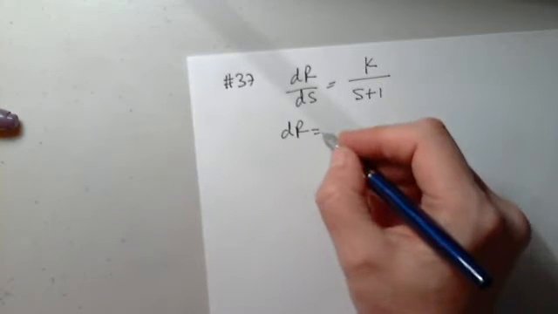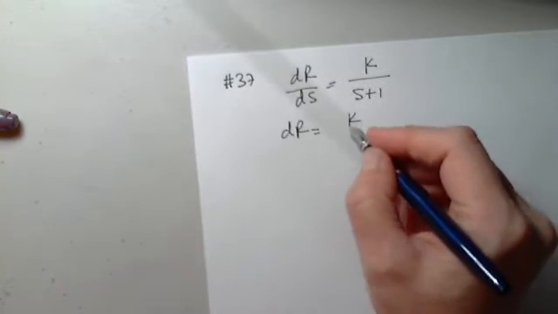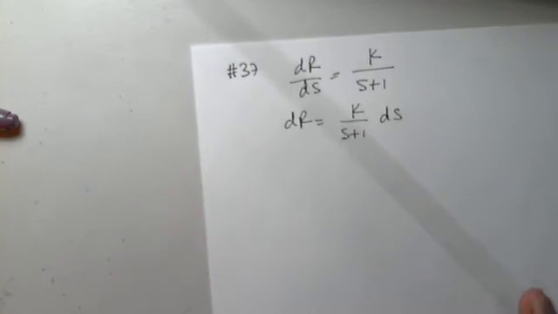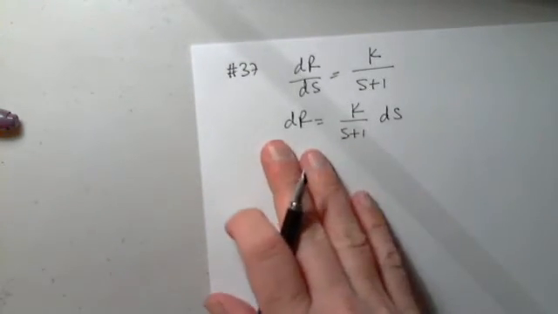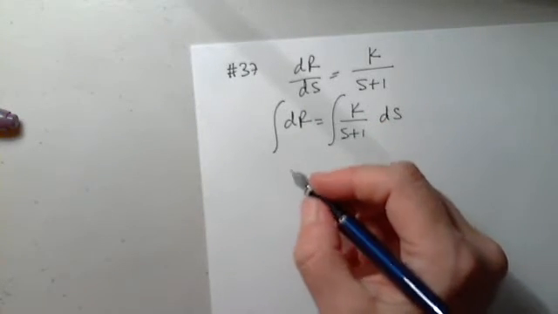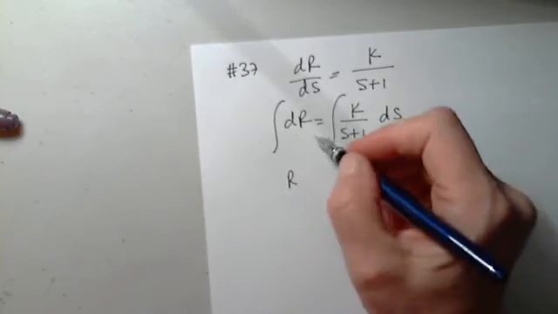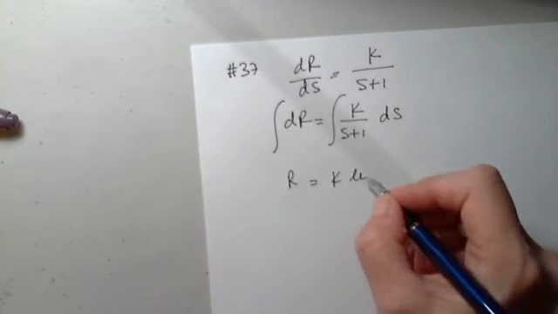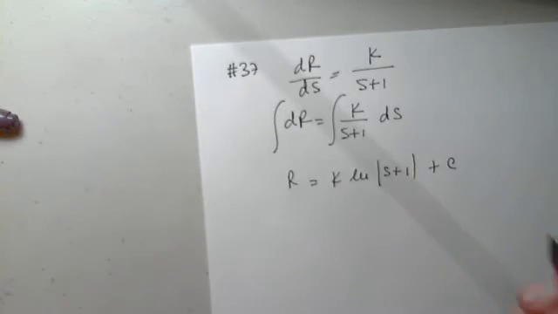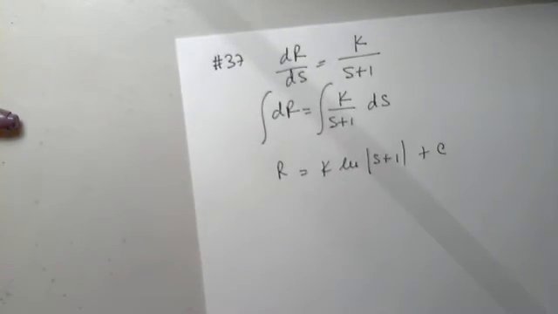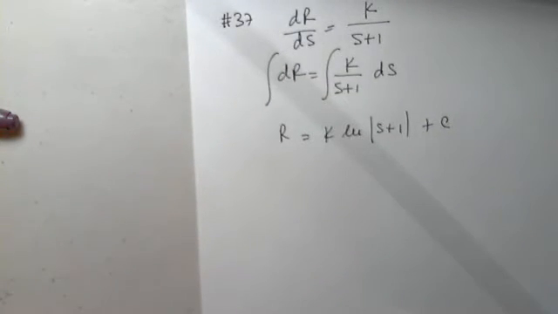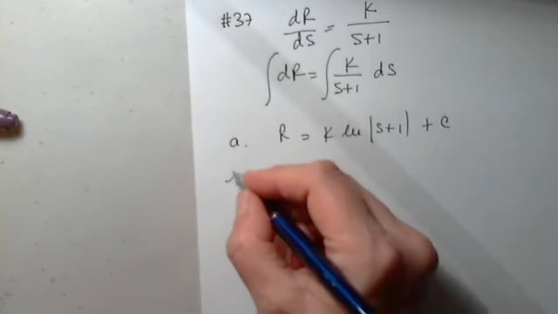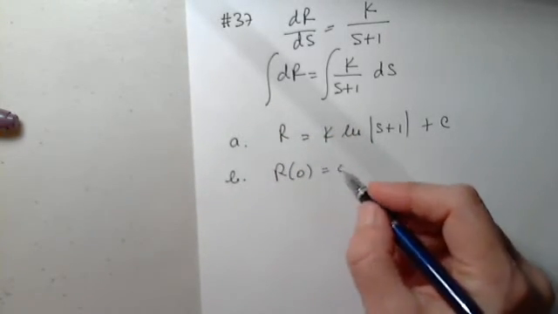So dR equals k over S plus 1 times dS. Variables are separated. S is on one side, R is on the other. We can integrate. So R, of course, on the left-hand side is the integral, giving R, and the right-hand side is k natural log of S plus 1 plus a constant C. We're not given any conditions. We're only asked to find R. Rewrite the solution in terms of the initial condition R of 0 equals 0. So this was part A, and part B, they're telling us that R of 0 is 0.